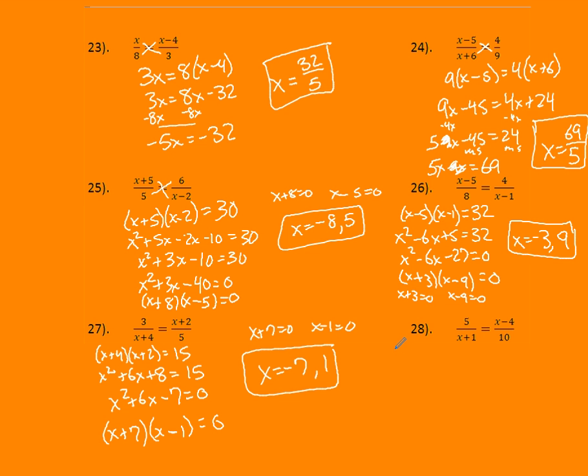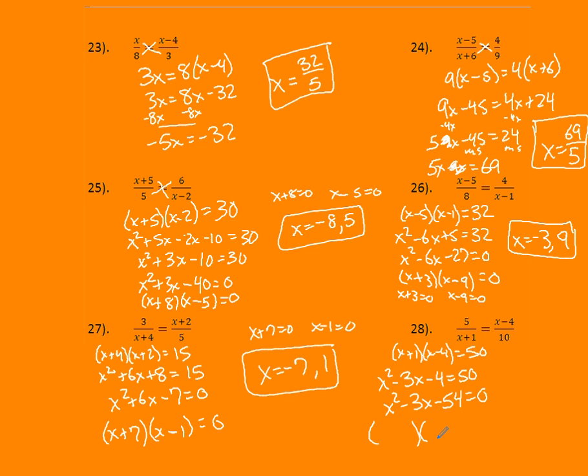And the last one here, x plus 1 times x minus 4 will equal 5 times 10, which is 50. So x squared, I'll have a minus 4x plus 1x, so that's minus 3x. And then negative 4 times positive 1 is negative 4, equaling 50. I need to subtract 50 from both sides, so x squared minus 3x minus 54 will equal 0.